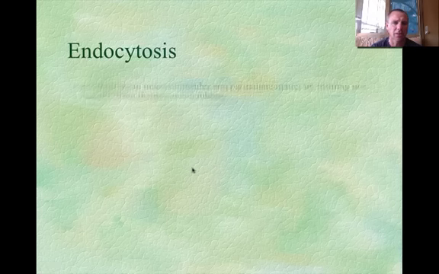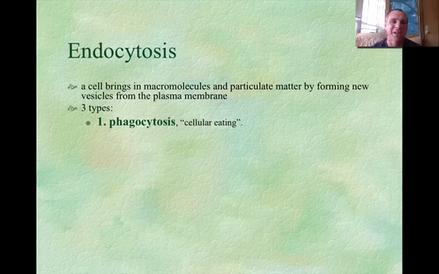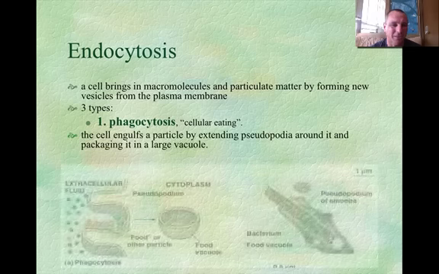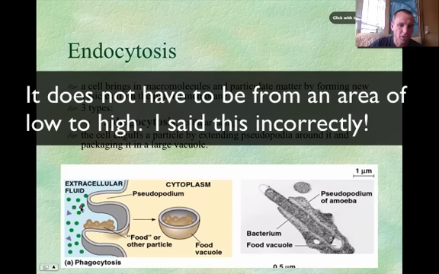So let's look at endocytosis first. A cell brings in macromolecules or particulate matter by forming new vesicles. Now, there are three types. Phagocytosis is here. You can see how it comes in, whatever we're after comes in, and a vesicle forms around it. So it's moving from an area of low concentration to an area of high concentration through phagocytosis.